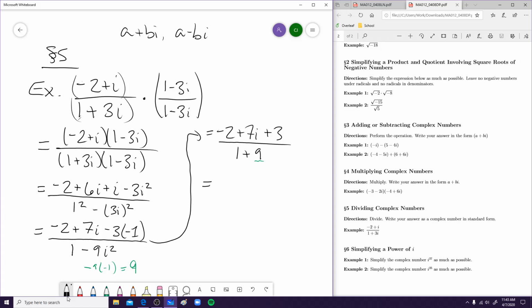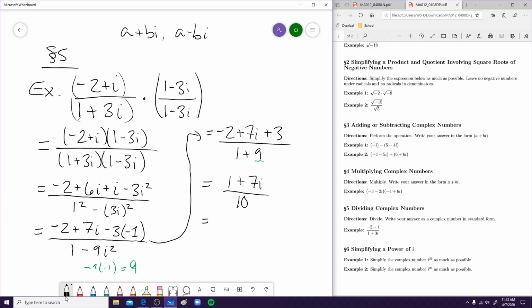So now let's combine the like terms. We can combine -2 and 3. So -2 plus 3, that is 1. And 7i. And then 1 plus 9, that is 10. So if you multiply by the correct conjugate, you should always end up with one term on the bottom, a real value. So we're almost done.